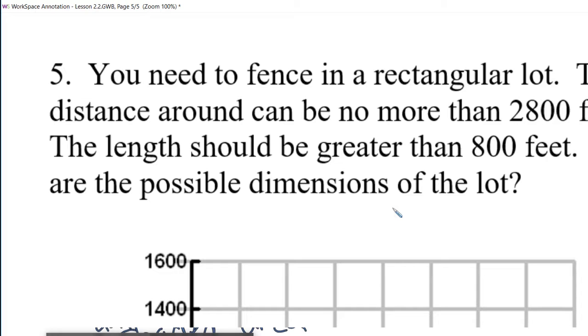Now the first thing we need to do is properly define some variables here. So it says you need to fence in a rectangular lot. The distance around can be no more than 2,800 feet. When they're talking about a rectangle, let me change it back to the color you can see. So they're talking about a rectangle. If they're talking about the distance around the rectangle, they're talking about perimeter. And you should have had geometry before Algebra 2, and you should have memorized a perimeter formula. And the perimeter formula is what?